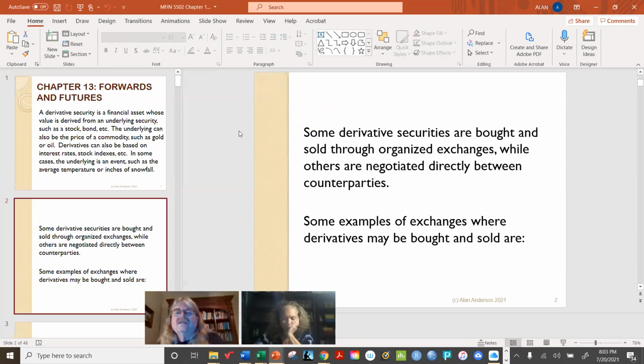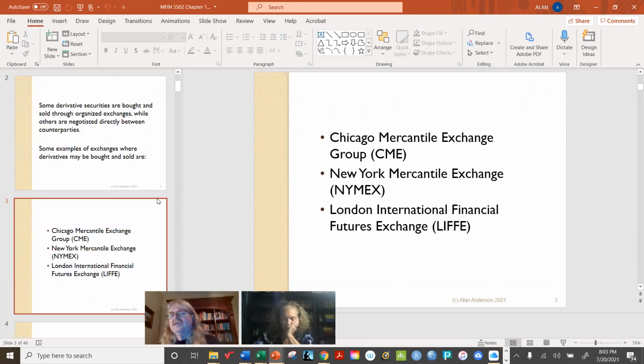Now, derivatives can be traded through exchanges, or they can be negotiated directly between counterparties. Now, what kind of exchanges would carry derivatives? Well, they're specialized exchanges. One of the most famous ones is the Chicago Mercantile Exchange.